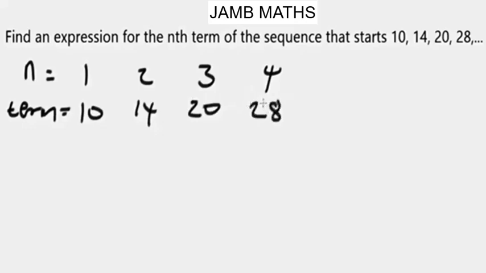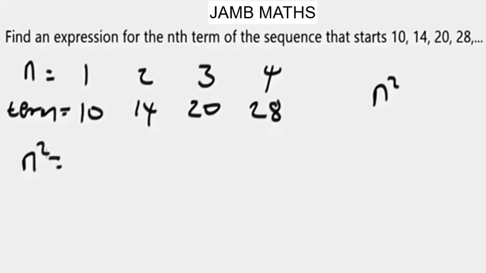Now, for a quadratic sequence, the expression for the nth term starts with n square. So it has to start with n square. Remember, a quadratic expression is an expression in which the highest power of n is 2, just like here, where the power of n is 2.